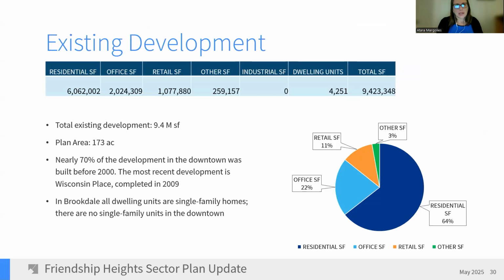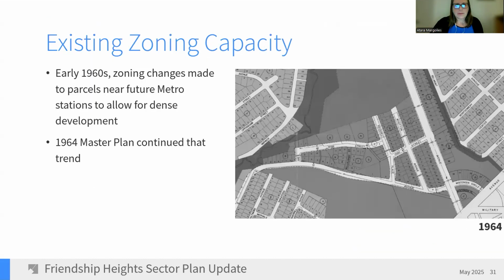This is just a snapshot of the development in Friendship Heights. We have 9.4 million square feet in Friendship Heights overall. About 60% of that is residential, 22% office, 11% retail, and we'll talk about those submarkets later on in this presentation.